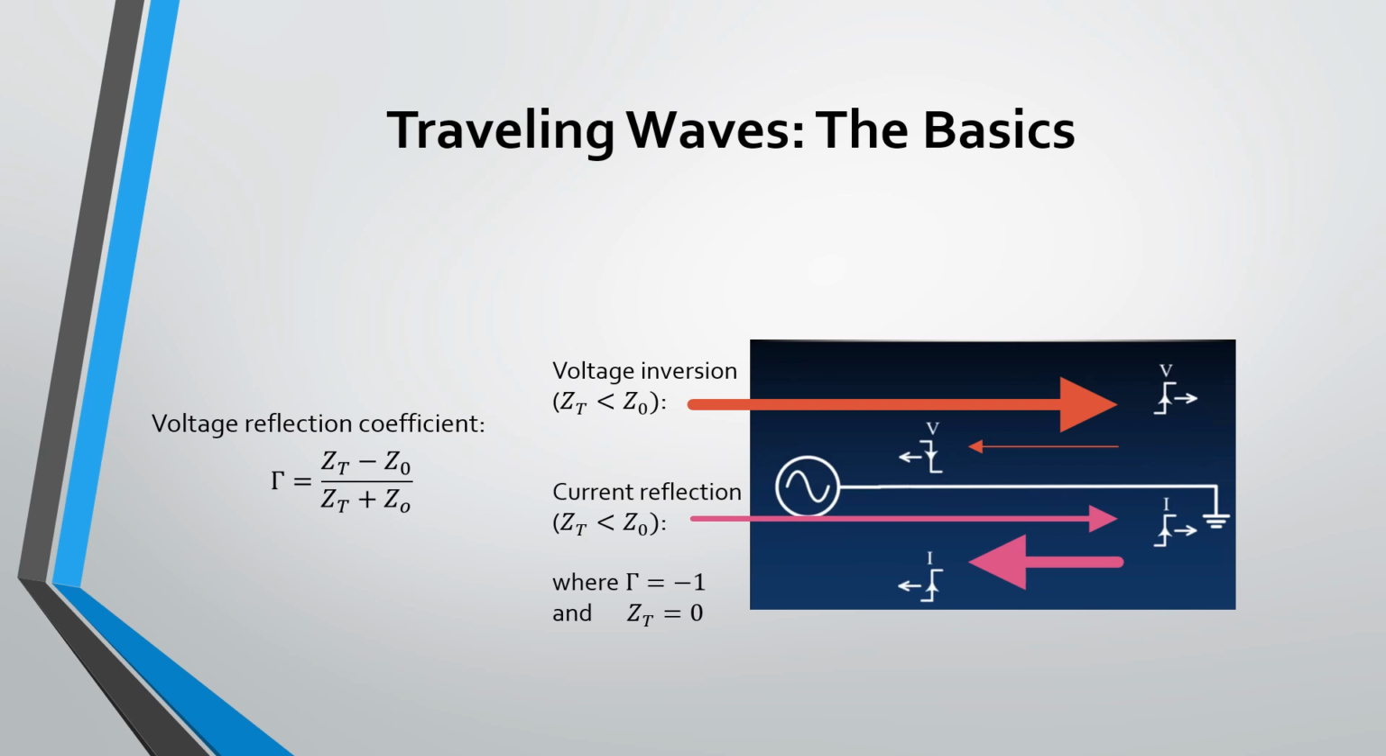In this example, we get a current reflection on the line under this condition. To satisfy this example, we see that the sum of the voltages must add up to 0. Therefore, for this example, it's considered to be a short circuit. For this condition, gamma equals -1, and the termination impedance is 0, or somewhat close to 0.